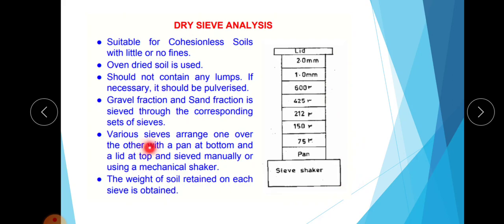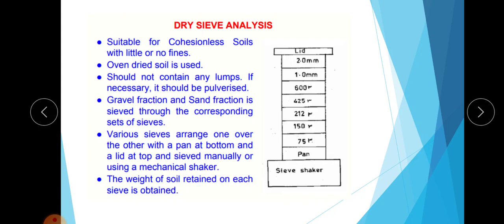Okay, that is various sieves arranged one over the other with a pan at the bottom and a lid at the top. Okay, lid at the top, and the sieving may be done manually or using a mechanical shaker. Either we can sieve by the manual method, or we can put it in a machine, and using a mechanical shaker we can sieve for around 10 minutes.